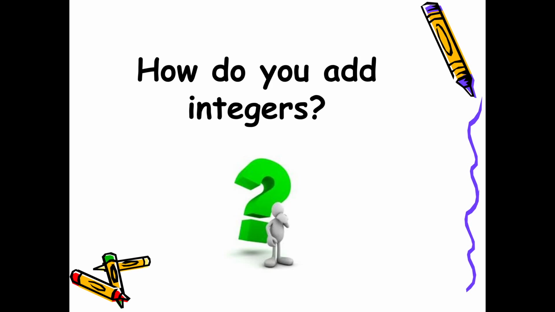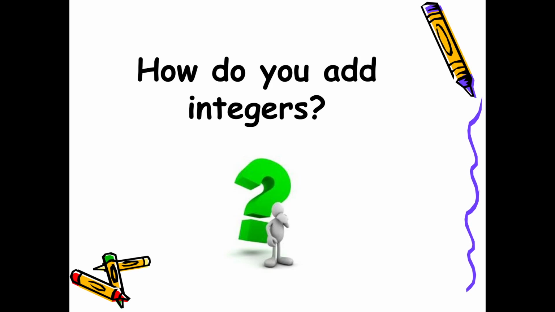Who would like to answer? Same sign. John Ray. What is the rule if it's positive plus positive, or negative plus negative? You add. Correct. What is the sign of the answer? Can I ask Ryle? Plus, sir. Positive plus positive equals? Positive, sir. Negative plus negative equals? Negative, sir. Very good.